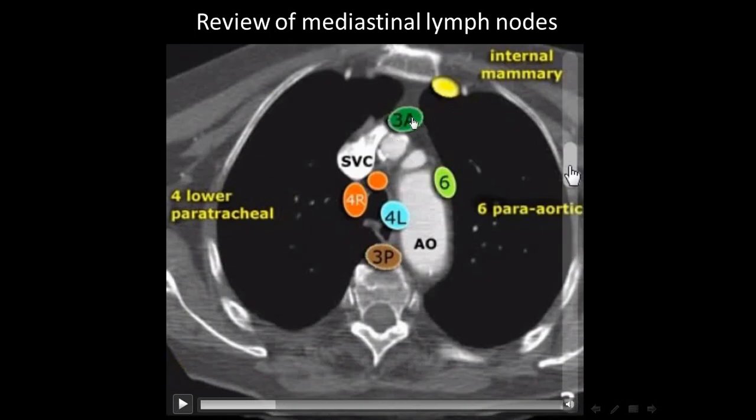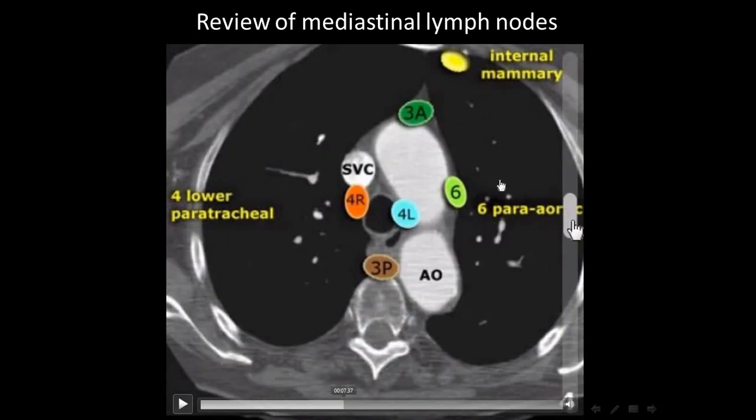Here, prevascular, right? Then here we can see the superior vena cava, right? So now we are in the lower paratracheal, left and right. Here, these are the para-aortic, the anterior and lateral to the aorta, to the aortic arch. Prevascular. Left lower paratracheal, right lower paratracheal, prevertebral, para-aortic.